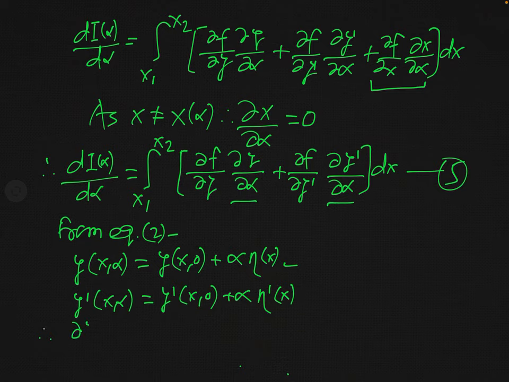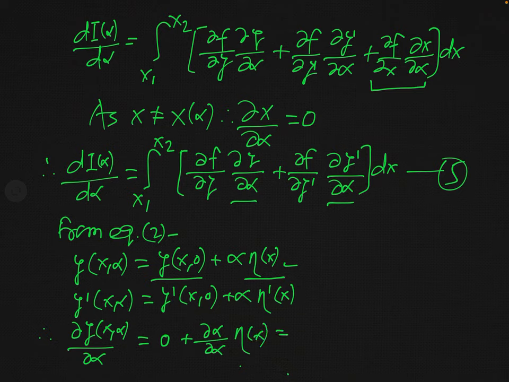Therefore, del y of x comma alpha by del alpha will be what? The first term on the RHS is not a function of alpha, so when you differentiate it partially with respect to alpha, this will be simply 0. And plus, as you are differentiating partially with respect to alpha, eta of x will be treated as constant, and del alpha by del alpha will be 1. So this is simply eta of x.